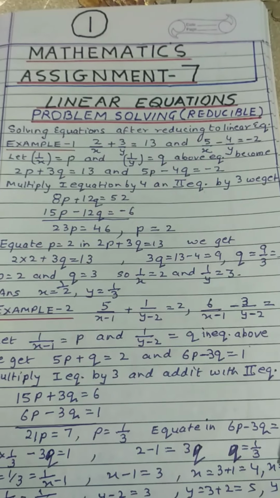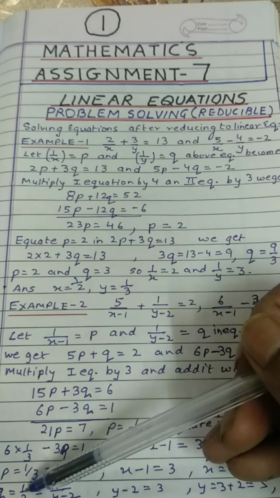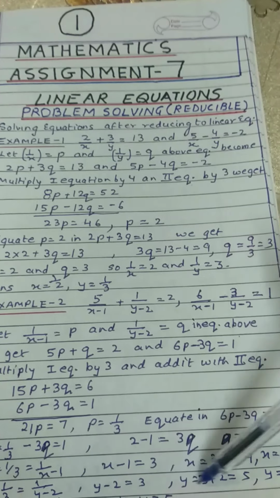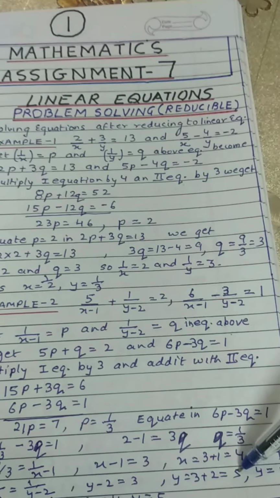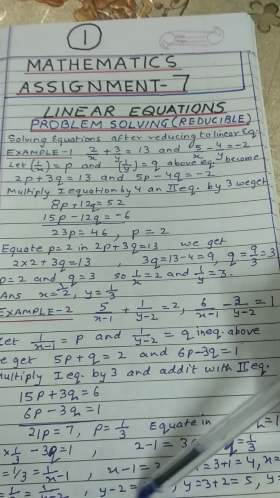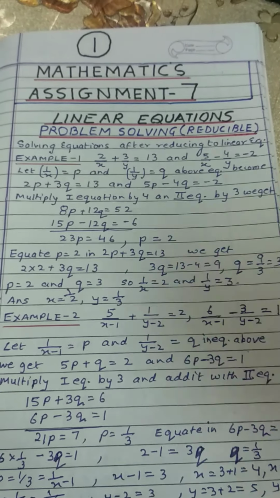So x is 4. q is 1 over 3 equals 1 over y minus 2. y minus 2 is 3. y becomes 3 plus 2, 5. y is 5. So the answer is x is 4 and y is 5.